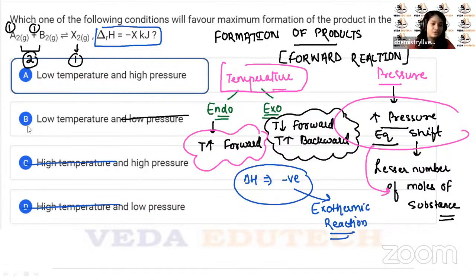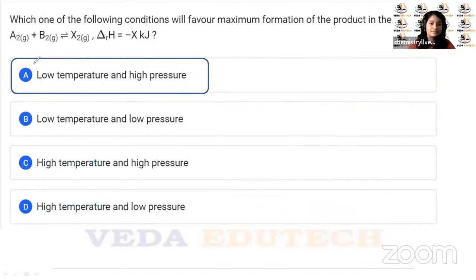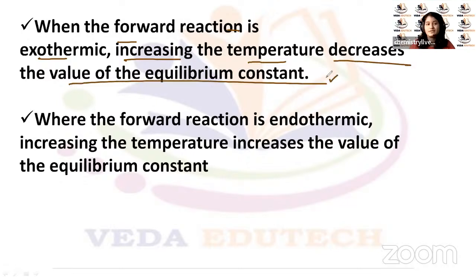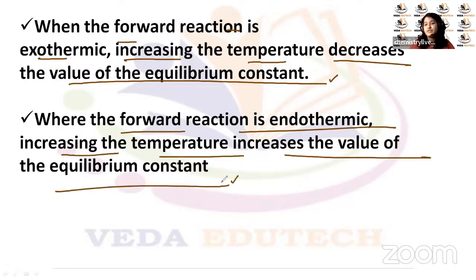Okay, moving on to the next question, children. This is what I had discussed, just given here as a point. When the forward reaction is exothermic, increasing the temperature decreases the value of the equilibrium constant. When the forward reaction is endothermic, increasing the temperature increases the value of the equilibrium constant. That is what we just discussed.